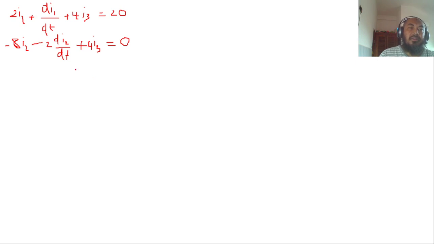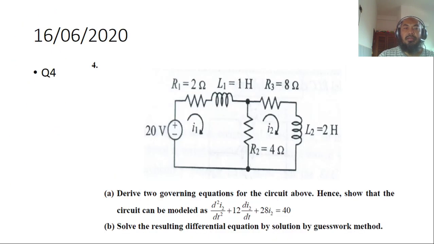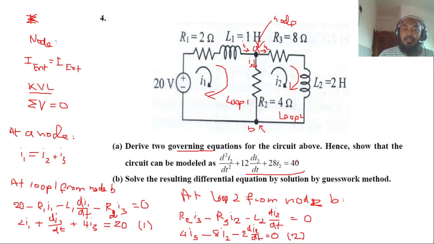So basically this is the equation that we can get from here. If we talk about the governing equation, this is the governing equation. So we complete the governing equation that we have.